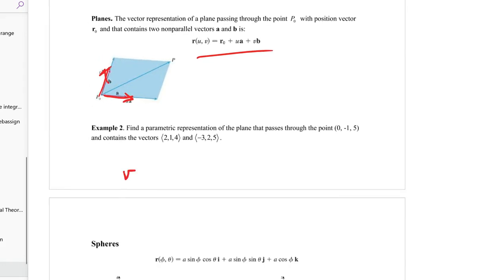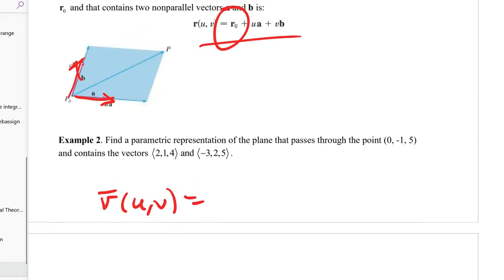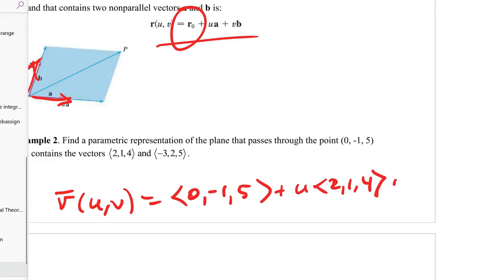So essentially, r of uv would be r naught, which would be 0, -1, 5, and then plus u, and then the a vector 2, 1, 4, and then the b vector, sorry, -3, 2, and 5.